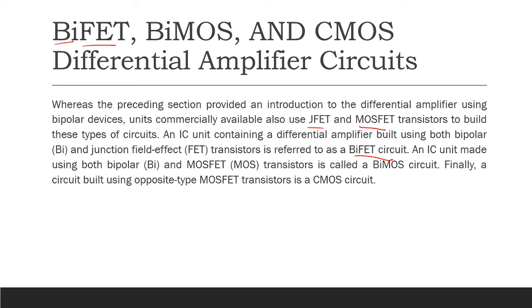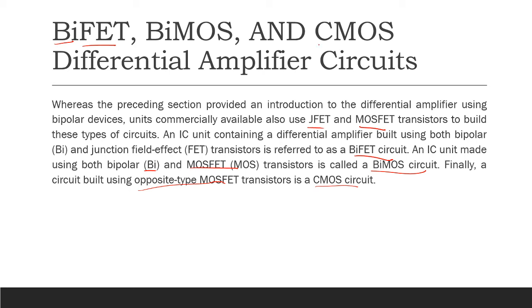Now, an IC unit naman na gumagamit ng BJT, tapos, ay, hindi pala. Mali. Ang ibig ko sabihin dito, class, hindi ka gumagamit ng BJT tapos FET. Ibig sabihin nito, ang operation mo, nag-ooperate ka using holes and electrons. Tapos FET yung gamit. So, ganun din dito. For BiMOS naman, bipolar siya, meaning nag-ooperate ka using both holes and electrons as your carriers. Tapos, MOSFET yung gamit mo. So, BiMOS circuits naman yung tawag natin doon. And the circuit using opposite type MOSFETs, ang tawag naman natin doon ay CMOS circuit.